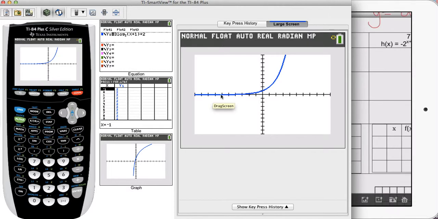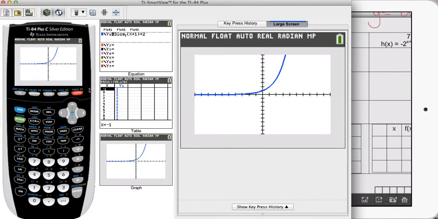Now again, the graph on the calculator is a little bit misleading. It looks here as if it's passing through, or maybe it's on, the horizontal asymptote, but it's not. It should be a little bit higher. So keep in mind that your graph should never touch the horizontal asymptote.